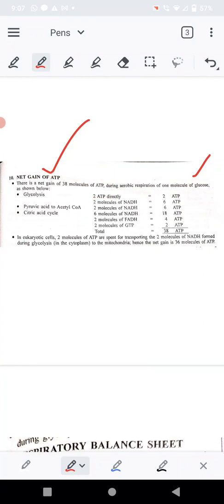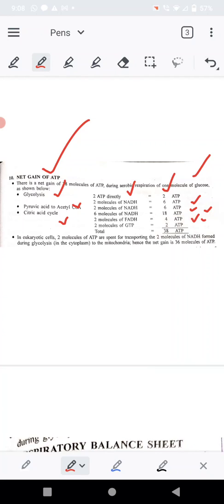From glycolysis, as I told you, we are getting 2 ATP molecules directly, and we were getting 2 NADH molecules which will enter the electron transport chain, and we will get 6 ATP molecules out of them. From 1 NADH we will get 3 ATP. And from the second step that we have discussed, the pyruvic acid to acetyl CoA, 6 ATP molecules will be formed. From the citric acid cycle we will get 18 ATPs from 6 molecules of NADH, 4 ATPs by utilizing the 2 molecules of FADH, and 2 molecules of ATP directly. So in total we have got 38 ATP molecules.